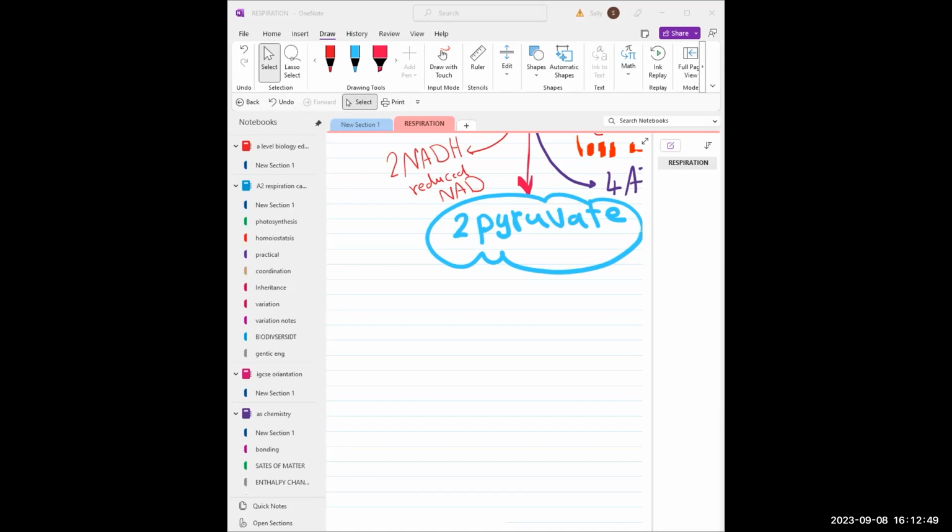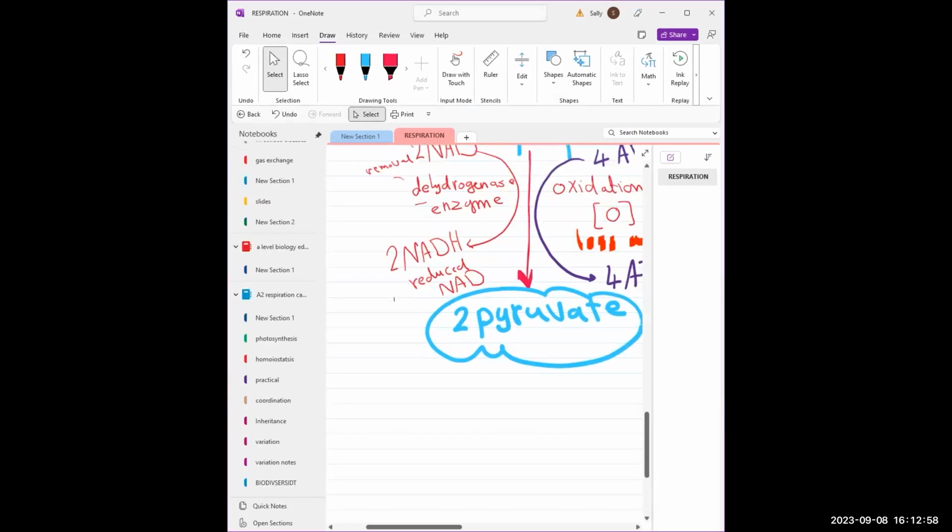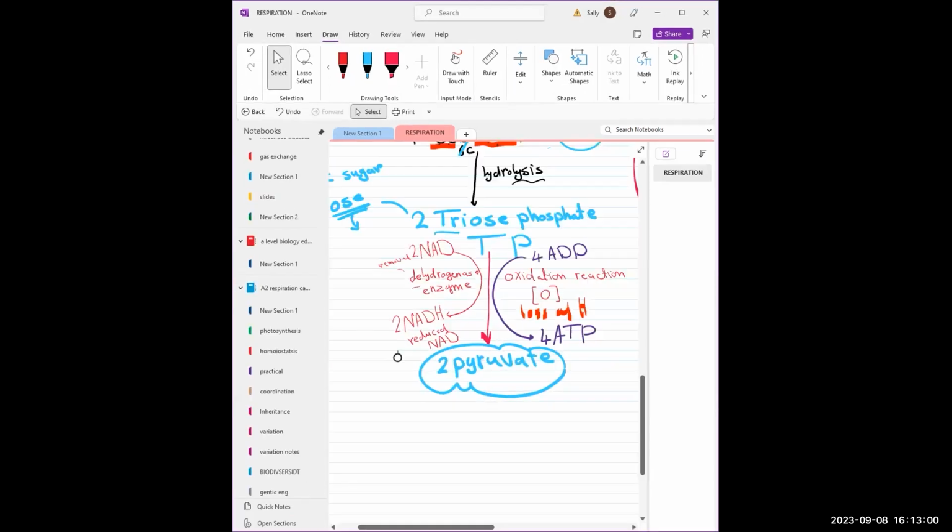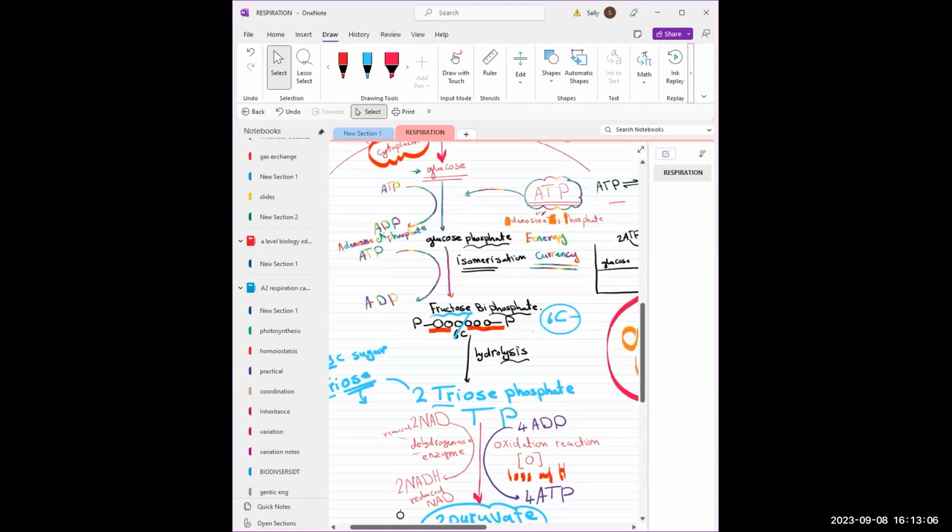Yes, Mariam? The first thing is we need to activate glucose so it can react more easily. What we do is ATP is converted to ADP, so the glucose now is glucose phosphate.